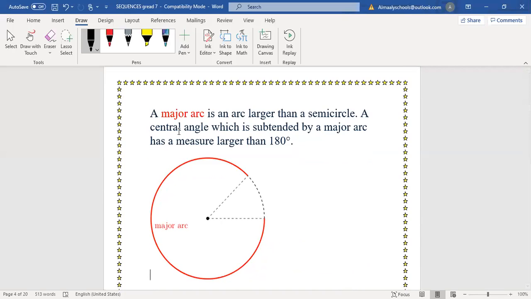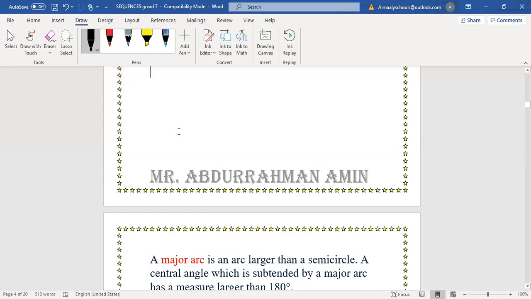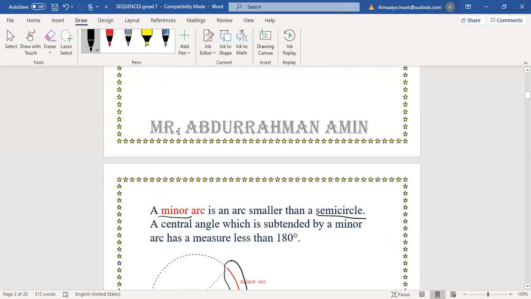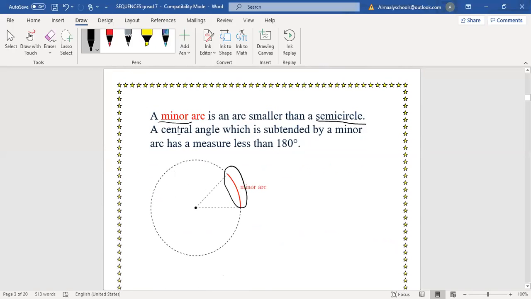A major arc is an arc larger than a semicircle. Yes, we can see it now. We can see the large arc. Yes, it's very big. A central angle which is subtended by a major arc has a measure larger than 180 degrees. What is the meaning of this point? We didn't read this point in the minor arc. The central angle which is subtended by the minor arc has a measure less than 180 degrees.